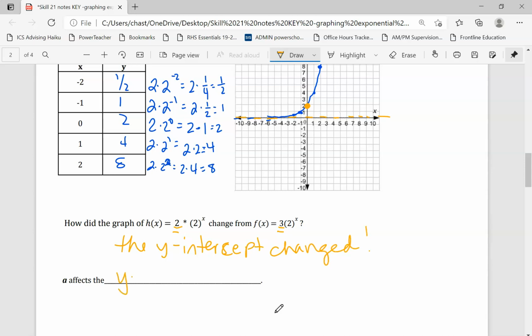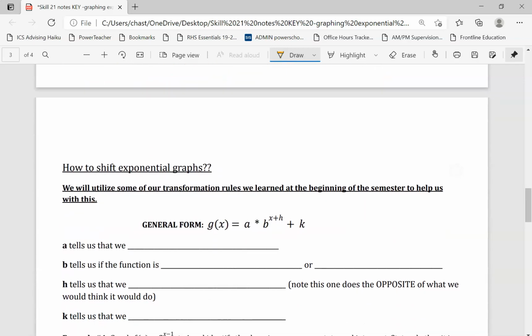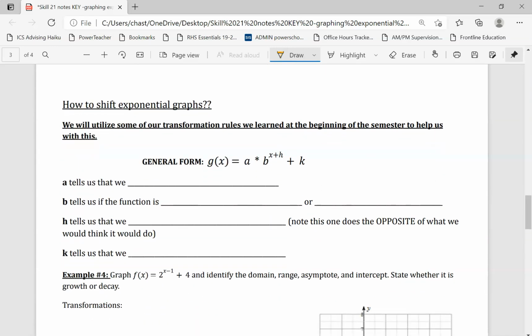So a affects the y-intercept. Okay? All right. So now what we're going to do is talk about how to shift exponential functions. To do this, we're going to utilize some of the transformation rules that we learned way back at the very beginning of the semester. So here's the general form for an exponential function: a times b to the x plus h, plus k.